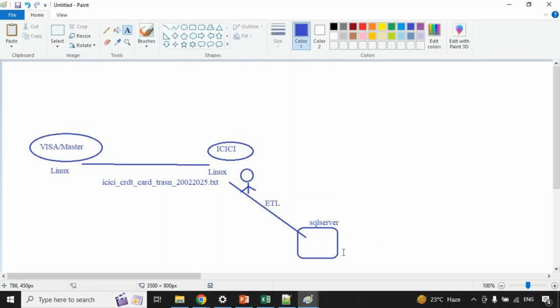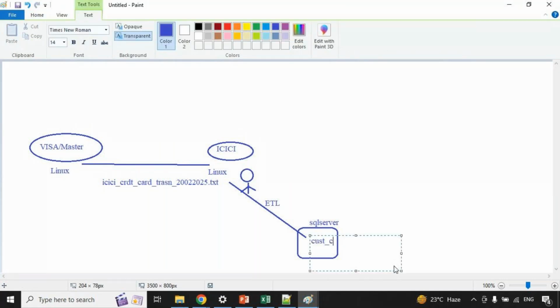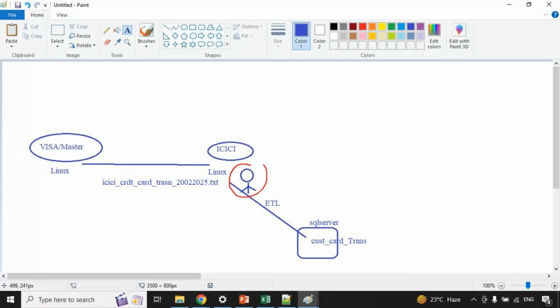I can load the data into the tables, customer card transactions. As a data engineer, your responsibility is to ingest the data and load the data here. Once the data is here, on top of this, as per the business requirement, they are going to generate the reports.